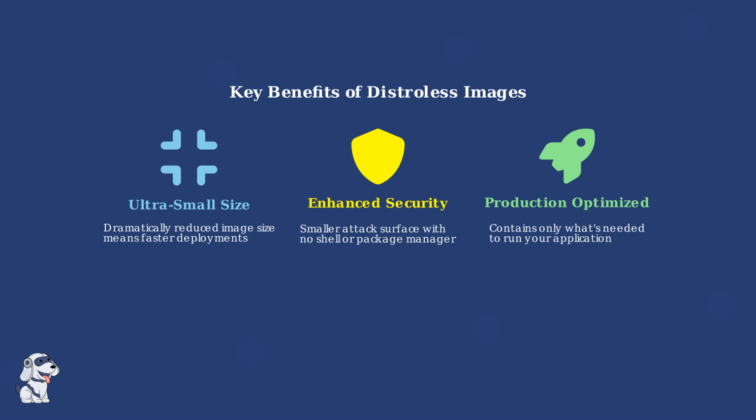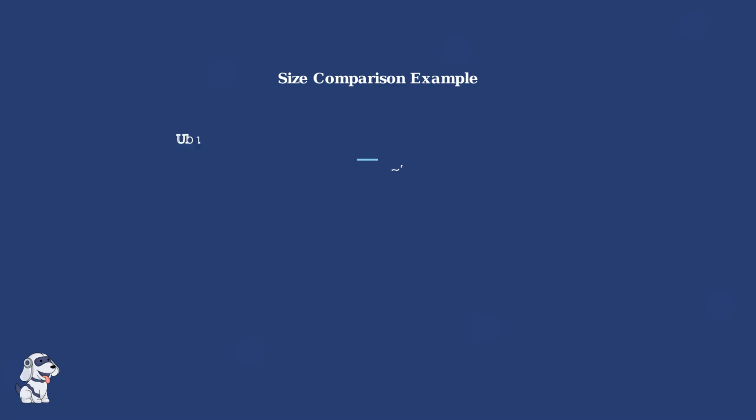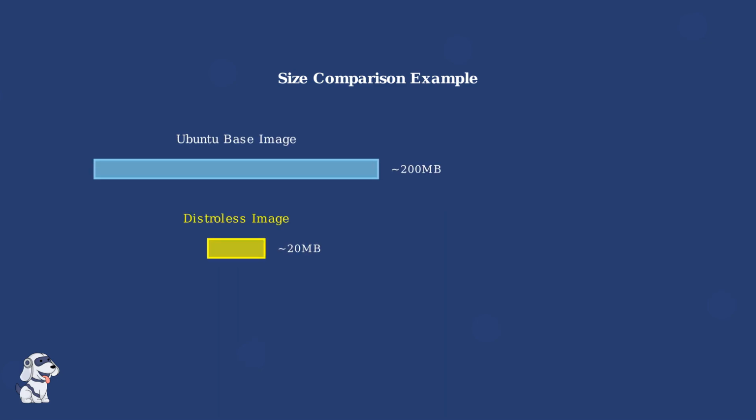Here's a practical example of the size difference. A typical Ubuntu-based container image might be around 200 megabytes, while the equivalent distroless image could be as small as 20 megabytes. That's a 90% reduction in size. Distroless images represent the philosophy of including only the bare essentials. They're perfect for production environments where security, size, and performance are critical considerations.